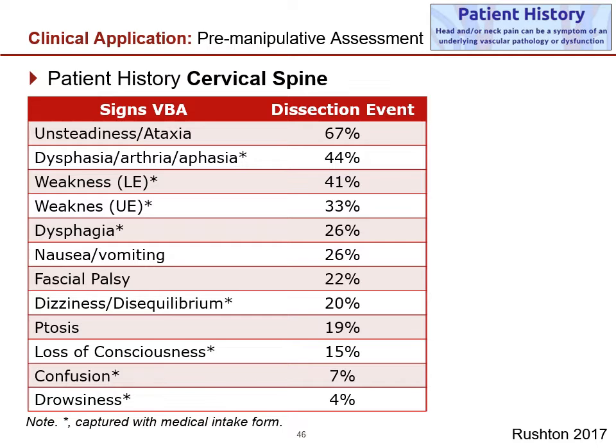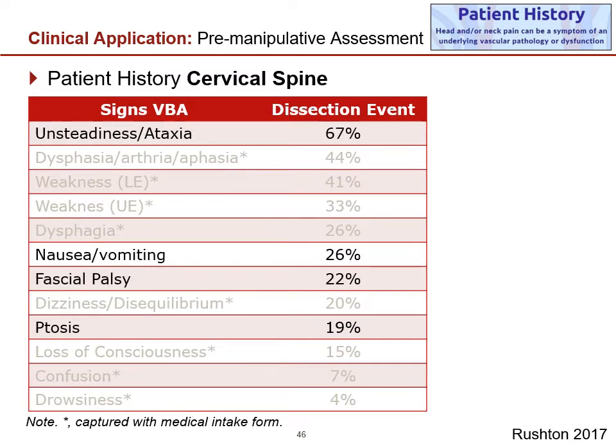Okay, and then if we look at the dissection event and we break it up into the vertebral basilar artery, they can have a little bit different signs associated with it versus your ICA. So if we blank out the ones that are otherwise going to be screened for you, then you have unsteadiness and ataxia, which likely would be captured based off your gait assessment, and or they would likely tell you that they've felt unstable or unbalanced. And then with the nausea and vomiting, this is an additional question that you would need to ask. Facial palsy and ptosis you will likely capture with the objective assessment for your cervical spine. So considerations here would be asking the additional question of any associated nausea or vomiting.